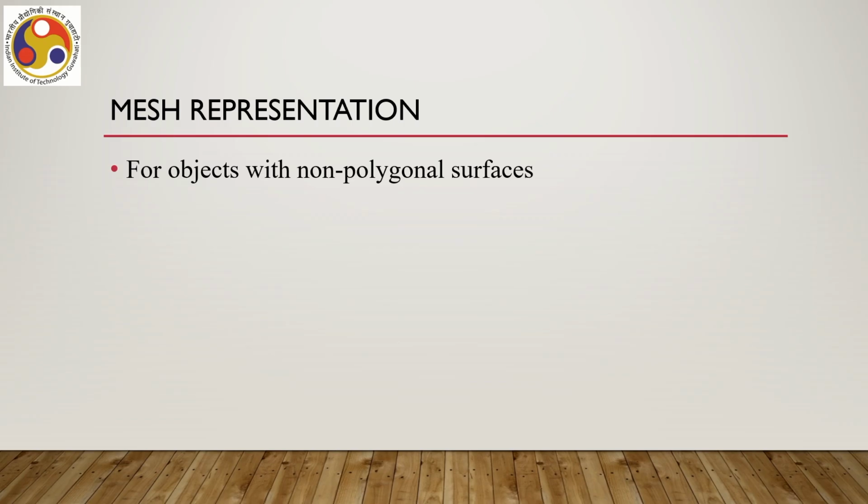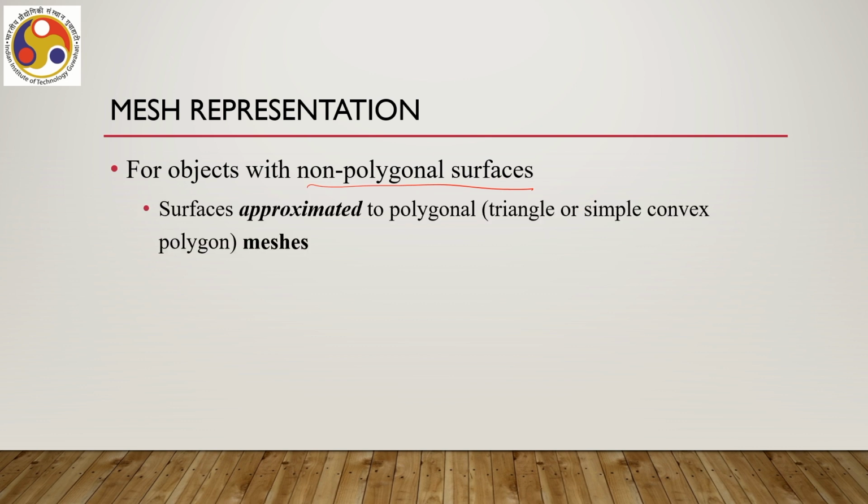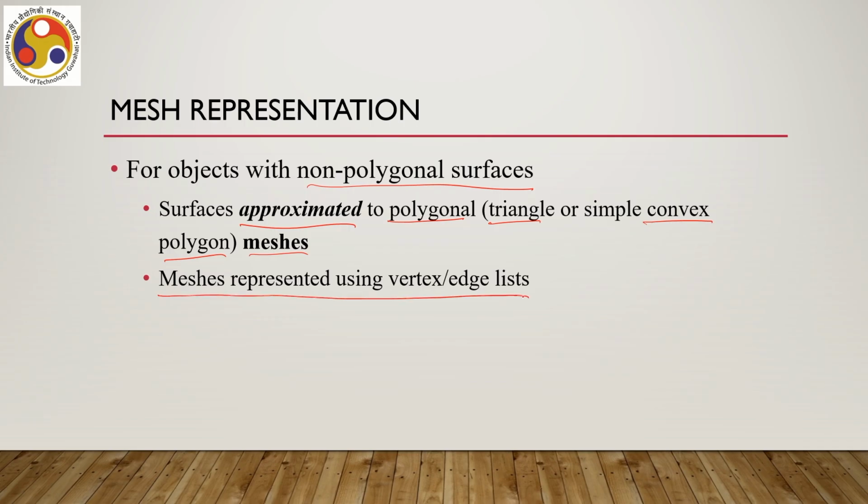So, if there are objects with non-polygonal surfaces, then can we represent them using the mesh representation? The answer is yes. We can approximate the surfaces with polygonal meshes. Now, typically meshes are constructed using triangles. However, other simple convex polygons may also be used, and the meshes are represented using vertex or edge list as shown before.